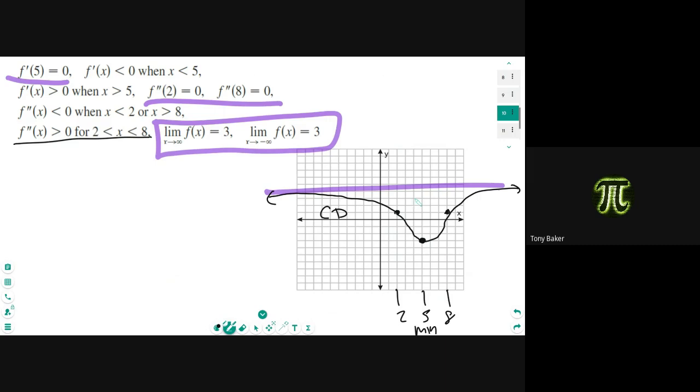So concave down, concave up, concave down. There. It's increasing on this side, which is what that tells me. And that one tells me it's decreasing on this side.